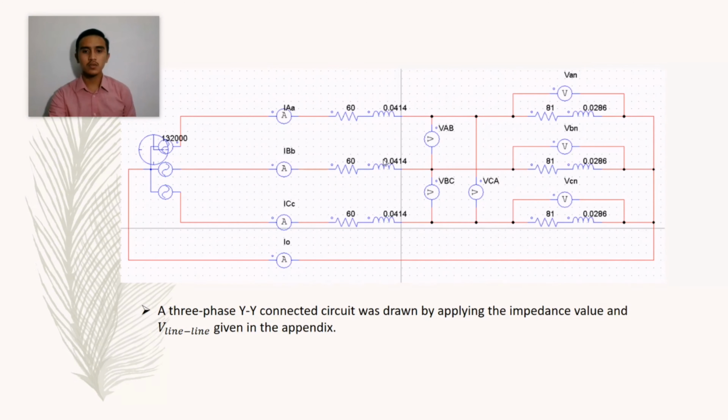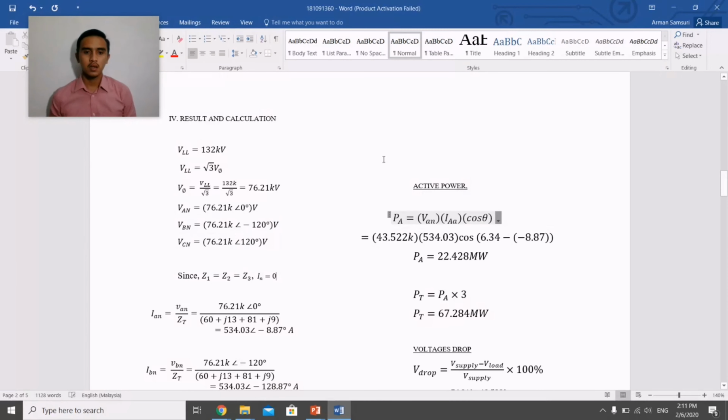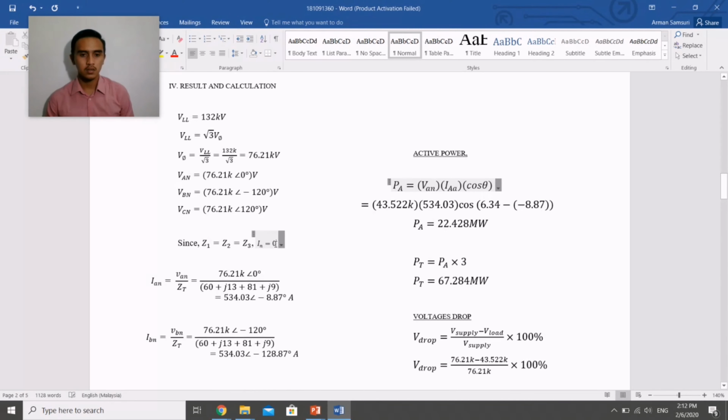So for the calculation and results, my V line-to-line value is 132 kilovolts. I use this formula and got the value for V phase, which is 76.31 kilovolts. For the phase voltages, I got VAN at 0 degrees, VBN at negative 120 degrees, and VCN at positive 120 degrees volt. Since Z1 equals Z2 equals Z3, IN is equal to 0.